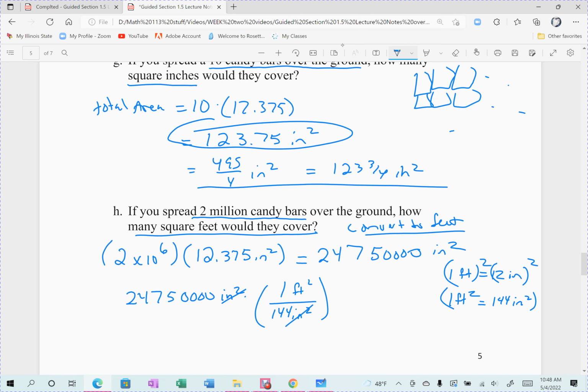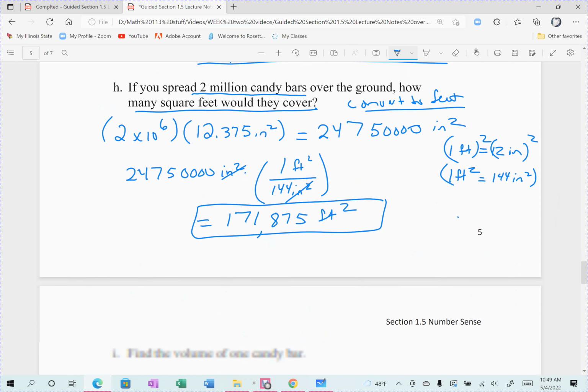So you take your 24,750,000 and divide that by 144, which comes out to be 171,875 feet squared. Still, it takes up a lot of space. 171,875 feet squared is how much space it'll take up, which is a lot of space. All right, next question, our part I.